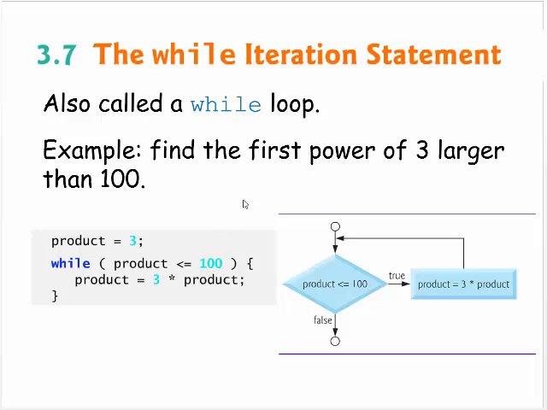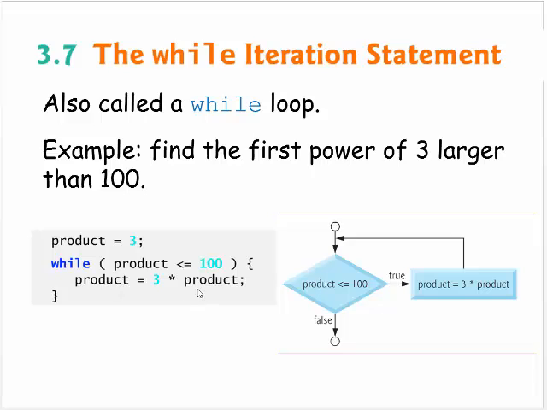So here's an example of using a while loop. Our example is find the first power of 3. So remember, you're going to do 3 times 3 times 3 times 3 times 3, however many times it takes until you get an answer that's larger than 100, because they're products of 3. So in my little snippet of code, I've initialized product to be 3, and then I'll say while the product is less than or equal to 100, that's the test. While that is true, I'm going to multiply times 3 again. I'm going to up the product.